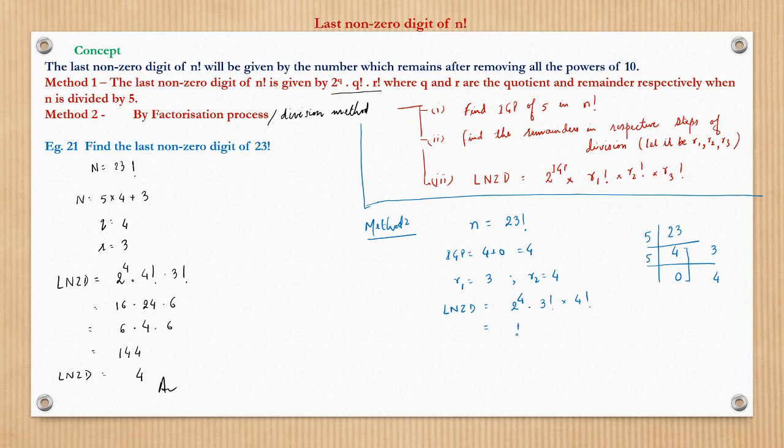So it will be again the same: 16 into 6 into 24. So the last non-zero digit will be given by the unit digit of this product. So this is nothing but 6 here, 36 into 4, 144. So 4 we will retain. So 4 is the answer here. Right. We will multiply the unit digits, 6 and 4, and what comes is 144. From 144, the 4 we will retain as the unit digit. That becomes the last non-zero digit of this number.